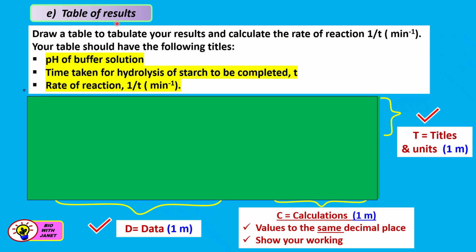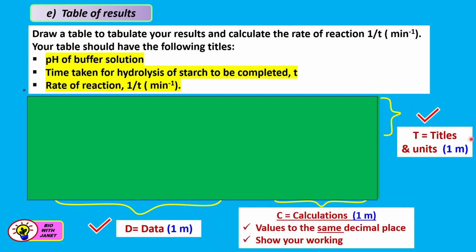Now let's discuss the table of results. You may be asked to draw a table to show your results and then do some calculations. Draw a table to tabulate your results and calculate the rate of reaction, 1 per T, in per minutes. Your table should have the following titles: pH of buffer solution, time taken for hydrolysis of starch to be completed, that is T, and the rate of reaction, 1 per T, in per minutes. This means that your time taken should be in minutes. Try and draw the table yourself first, because practice makes perfect. The more you practice, the more confident you are when it comes to the real exam.